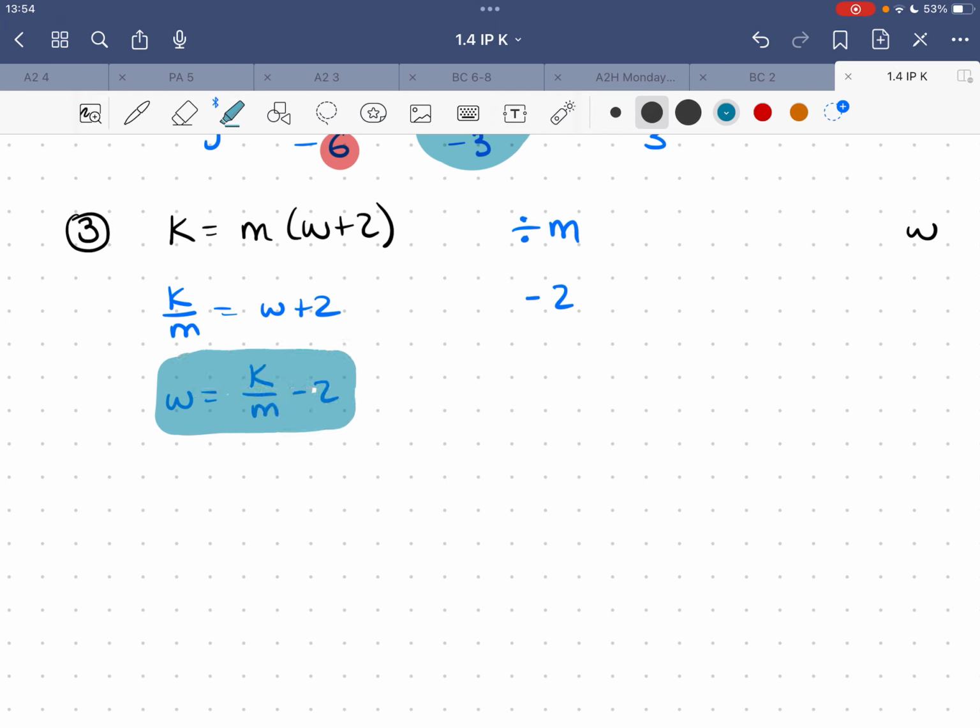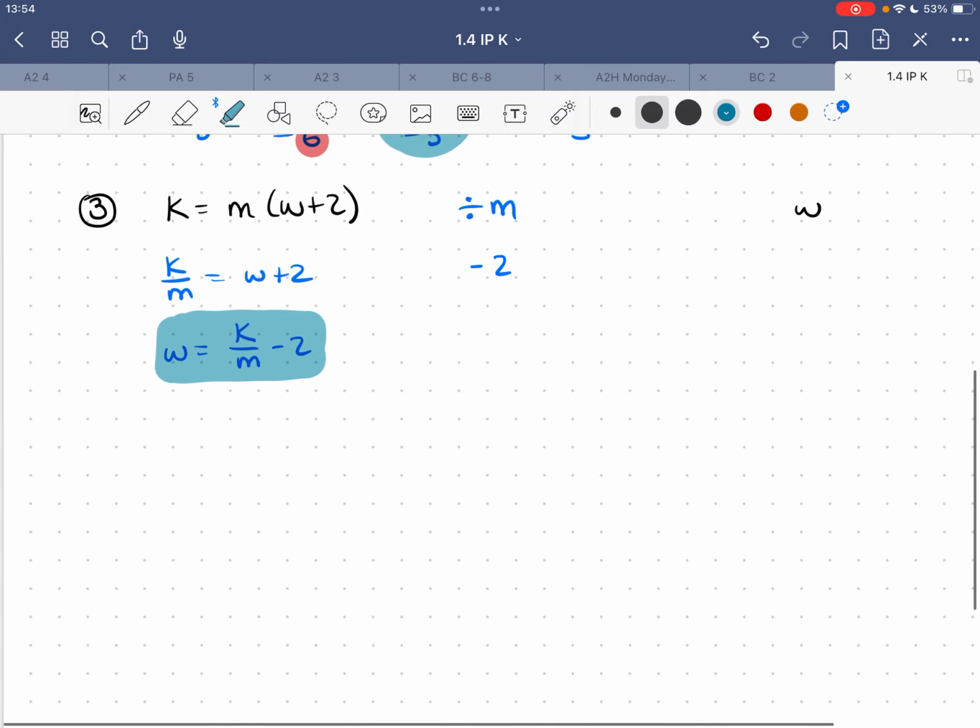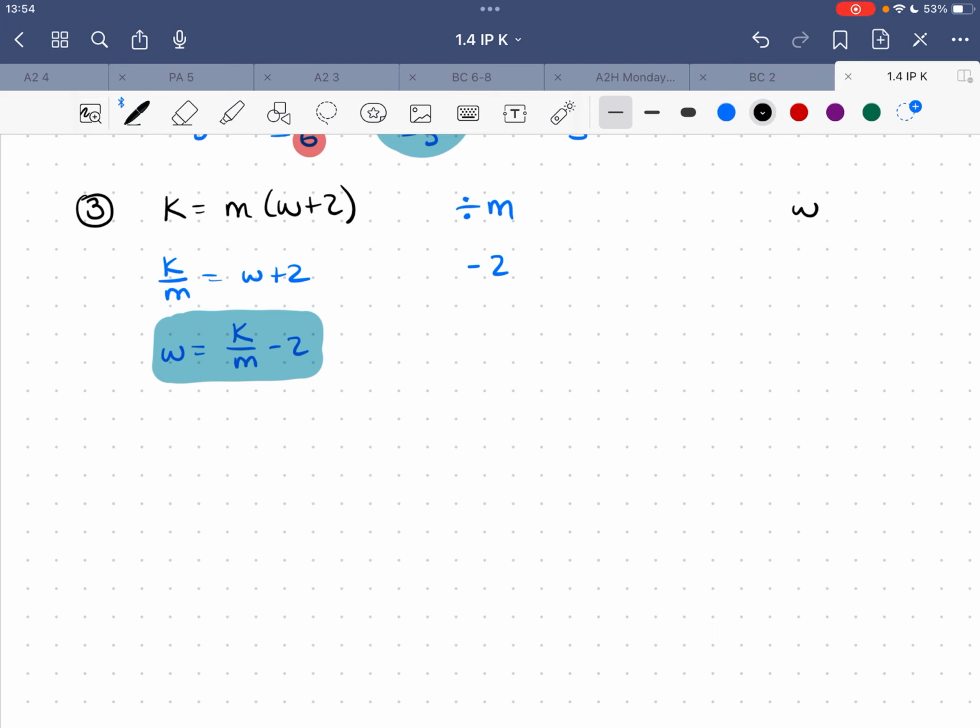The important thing is to understand that the minus 2, the 2 subtracts from the whole fraction, not just from the top or from the bottom, but the whole fraction, because we're always doing things to the whole side of equations.